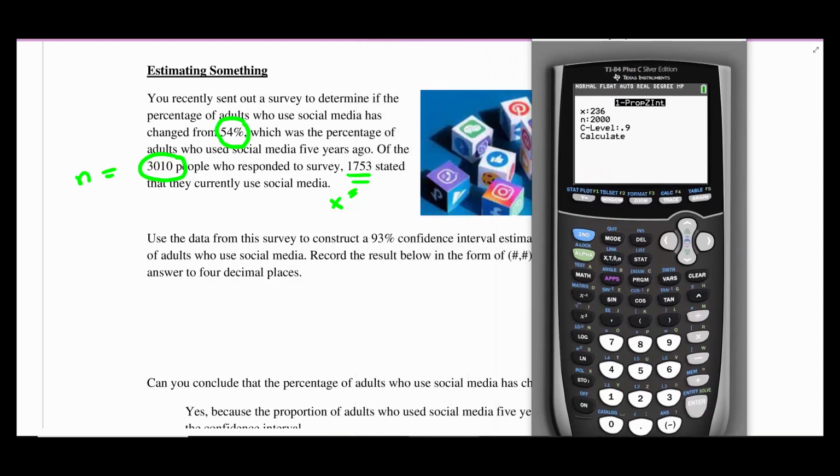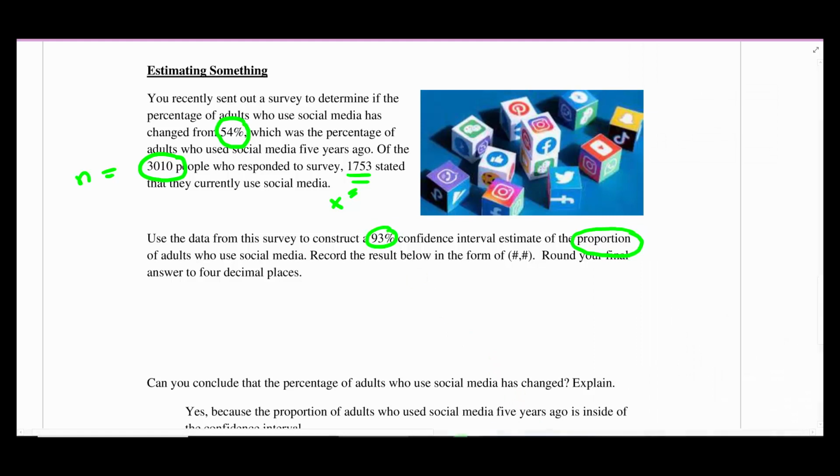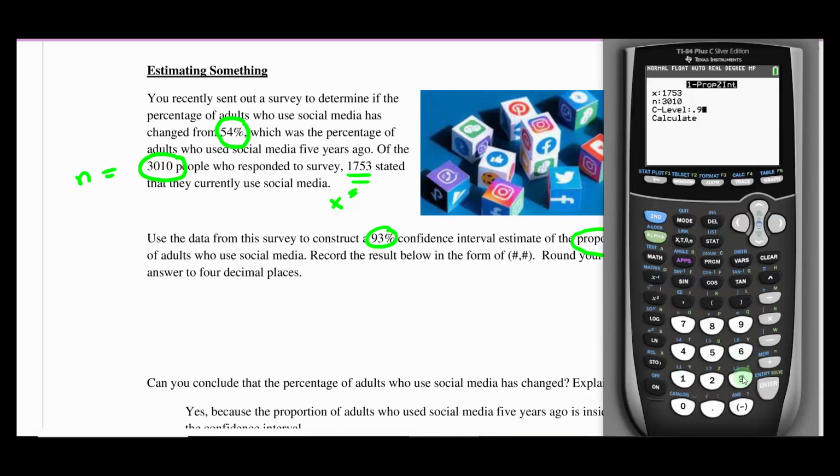And it's going to ask you for all that information that I circled and highlighted as we went through the problem. So we're going to tell it our sample size was 3010. I'll go down here and type in 3010. The X value is the number of people who responded yes, they currently use social media. We call those successes. So they're asking you for the number of successes in your sample. We had 1,753 individuals who state they use social media. And then it wants to know what confidence level you want. According to our problem, we want a 93% confidence interval, so I'm going to type in 0.93.